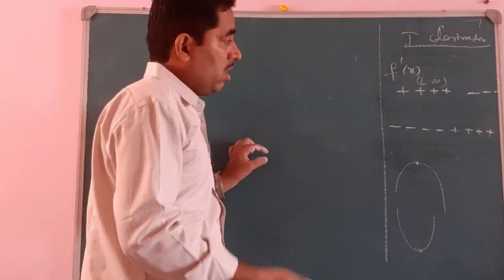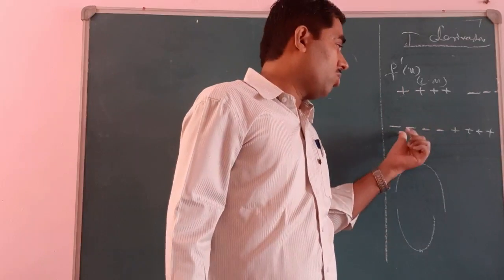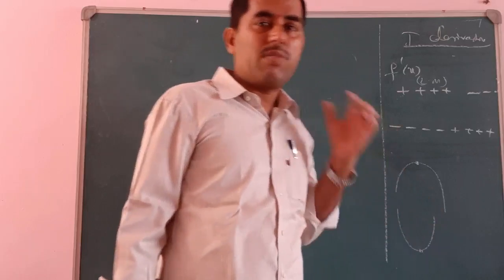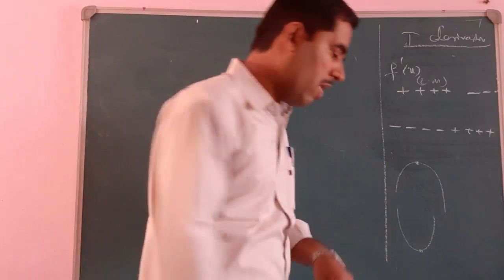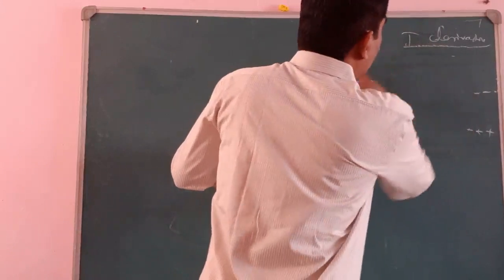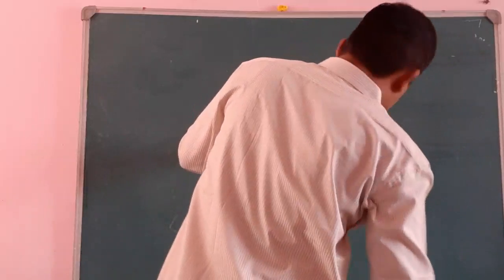If it is neither positive to negative nor negative to positive, then that is a point of inflection. So this is called the first derivative test.